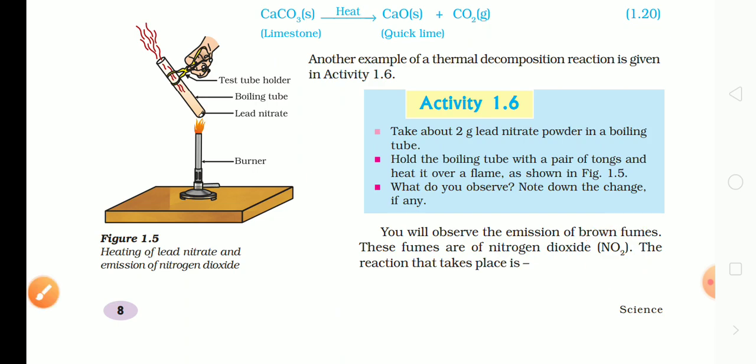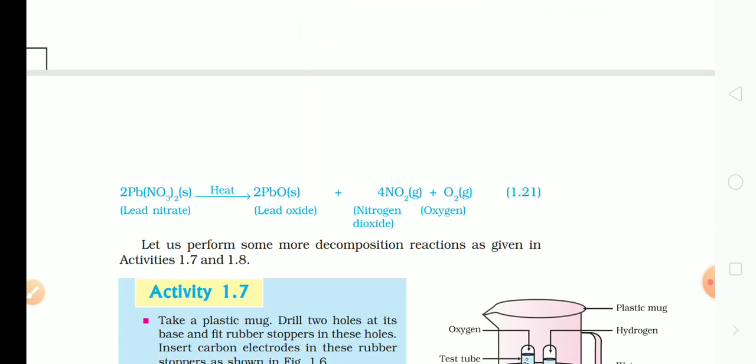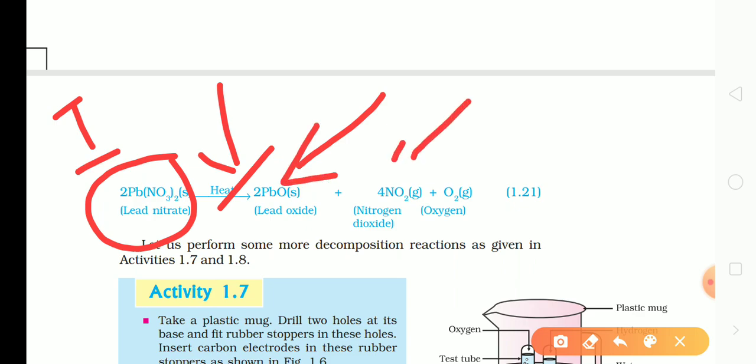So when we are heating lead nitrate, Pb(NO3)2, what is happening here? You can see lead nitrate, when heated, only a single reactant is there. It is decomposed to form lead oxide, nitrogen dioxide, and oxygen. It is an example of a decomposition reaction taking place after supplying heat, with the help of temperature or heat energy.